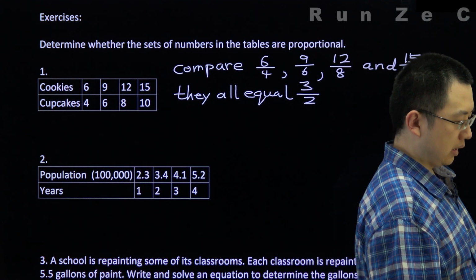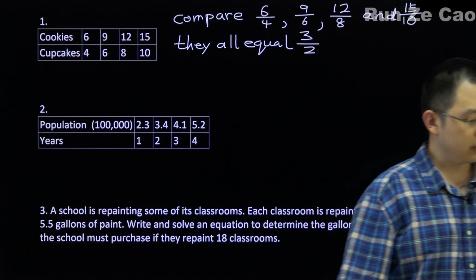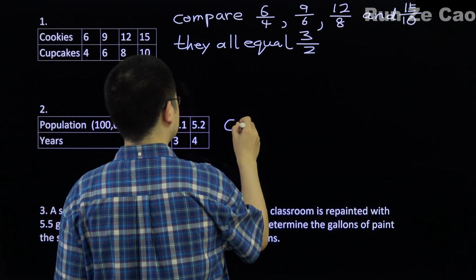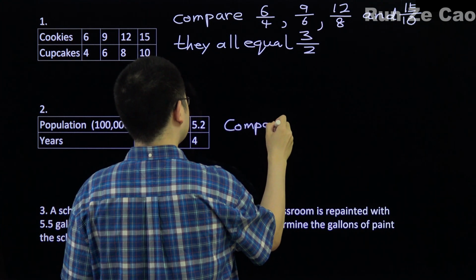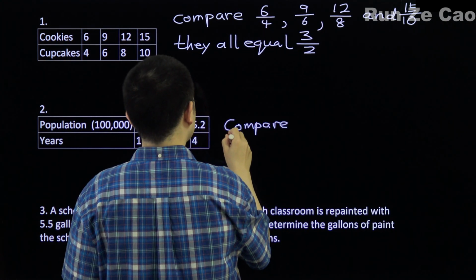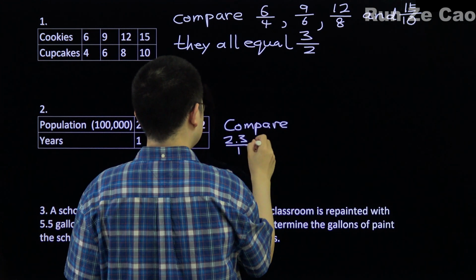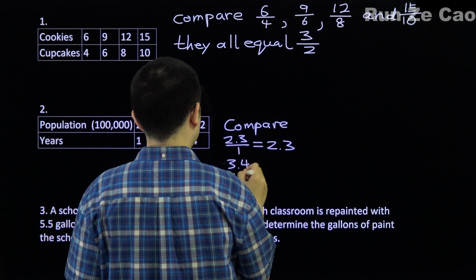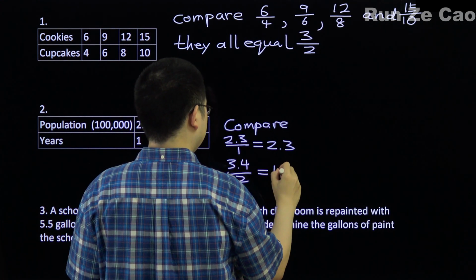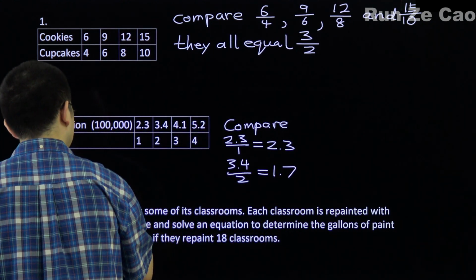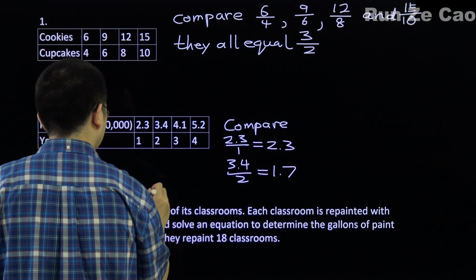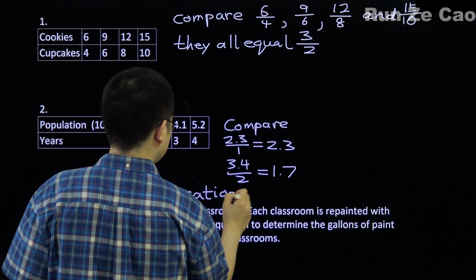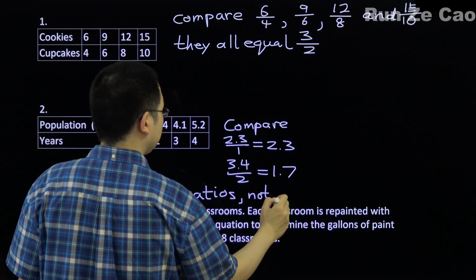Now, population in hundreds of thousands versus the years. Well, you gotta compare the fractions, or compare the ratios. Compare 2.3 over 1 equals 2.3. 3.4 over 2 equals 1.7. Unequal ratios. Not proportional.